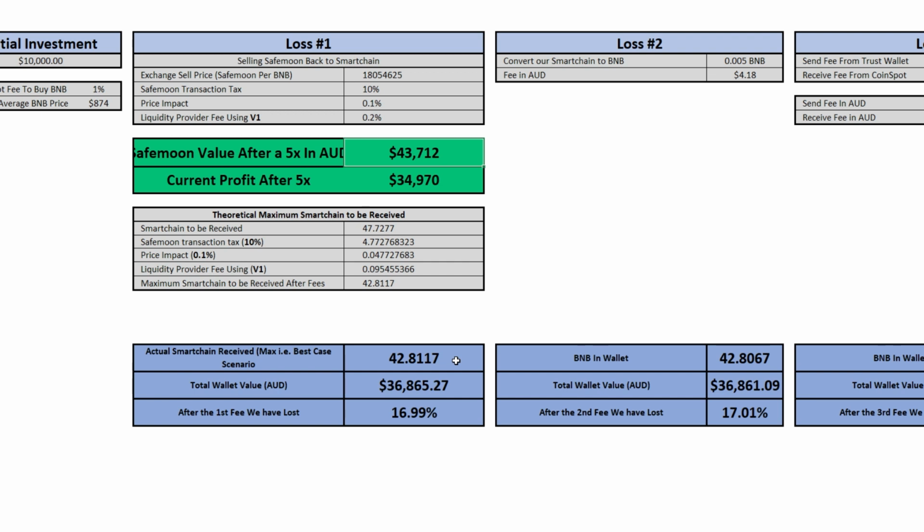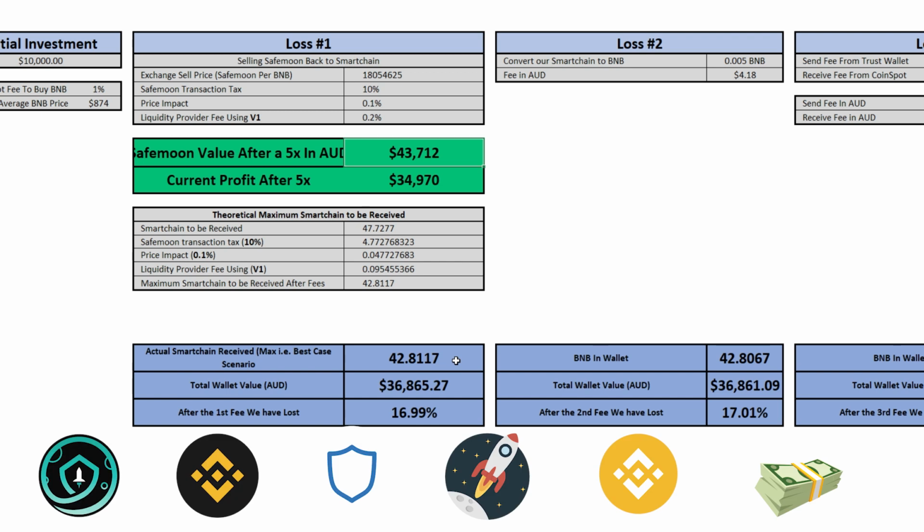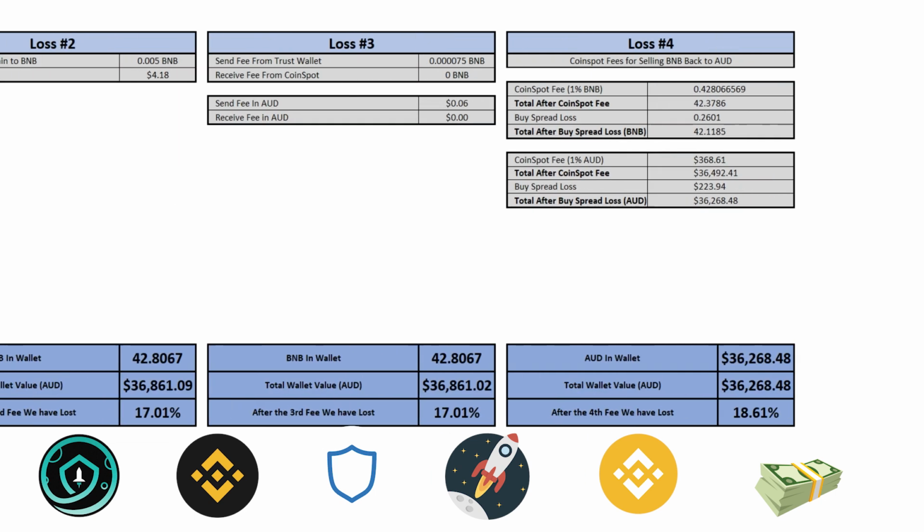So let's work out how much money we can actually cash out. Following the same sell process, where we are converting it all the way back to fiat currency through PancakeSwap, Trust Wallet, and then CoinSpot, we would come out with only $36,268.48.